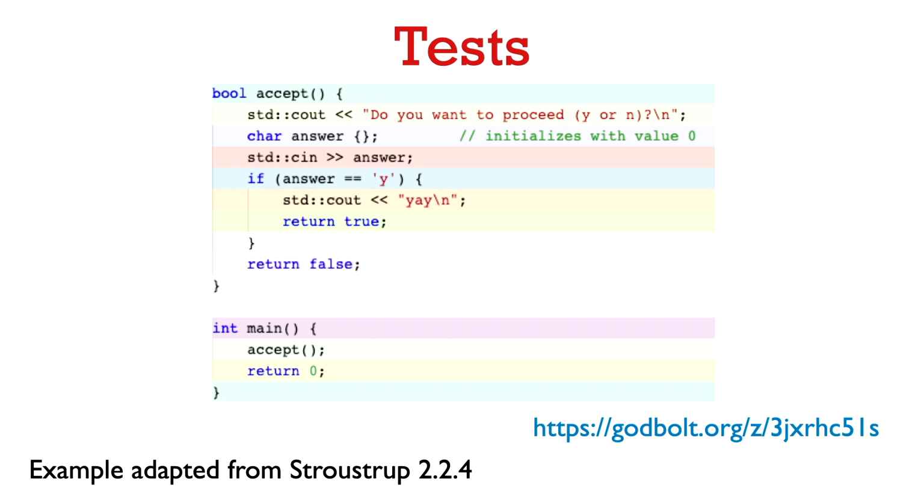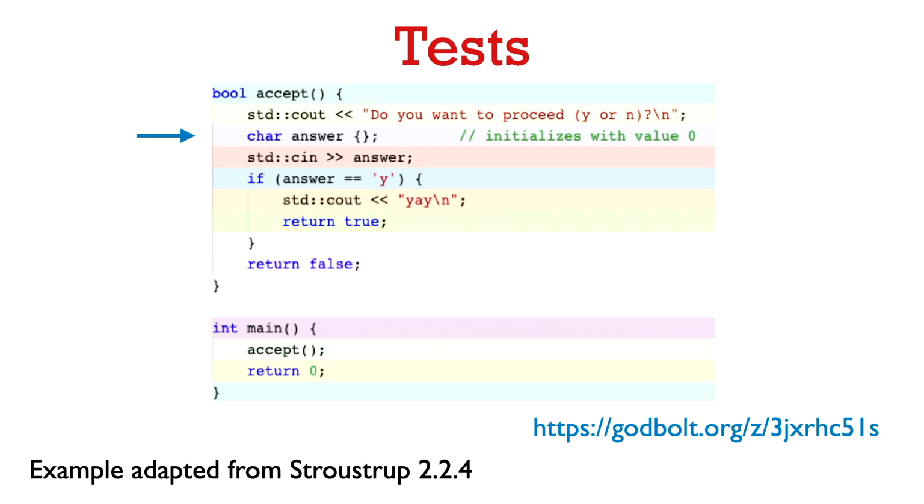Here is actually our first use of a function besides main. We have this function called accepts, which takes no parameters and returns a Boolean value. On the line pointed to by the blue arrow, we are using brace initialization to initialize a char called answer, and we're just using the empty brace initialization here. That's going to 0 initialize answer. It's just going to give it the value 0.